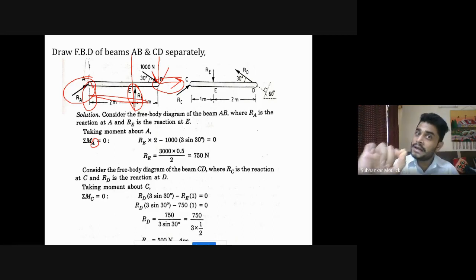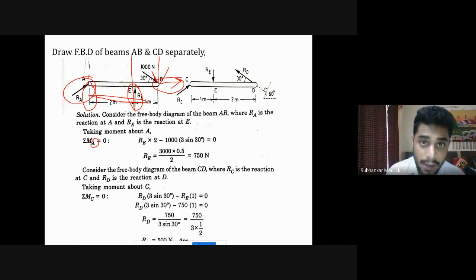Is this concept clear? Is the concept clear to everyone? At the particular point where you want to take the moment, if any force is passing through that particular point and its direction is not perpendicular, you will not take that force into account in order to calculate the moment. Is it clear? Yes. Fine. Okay.